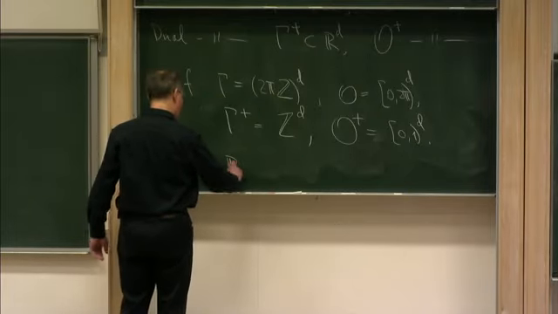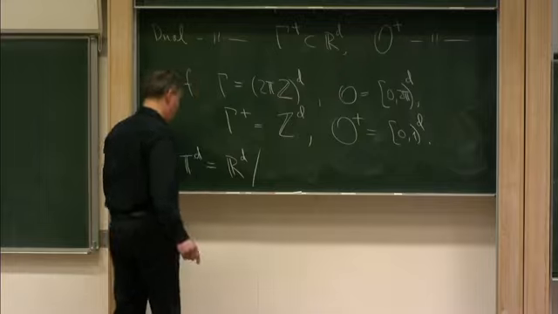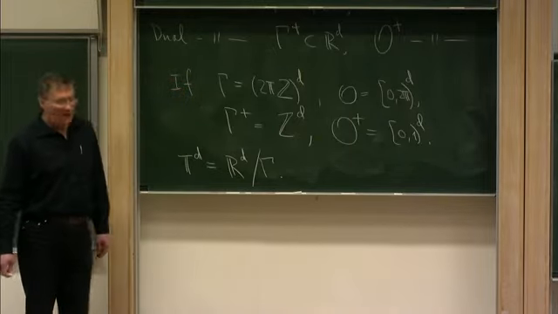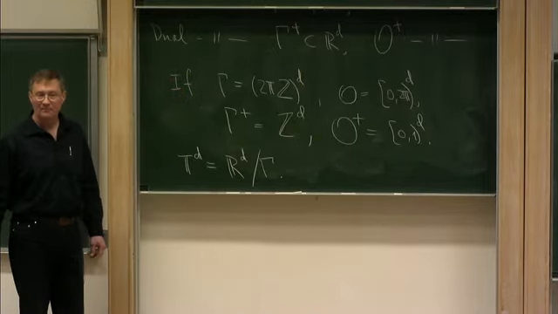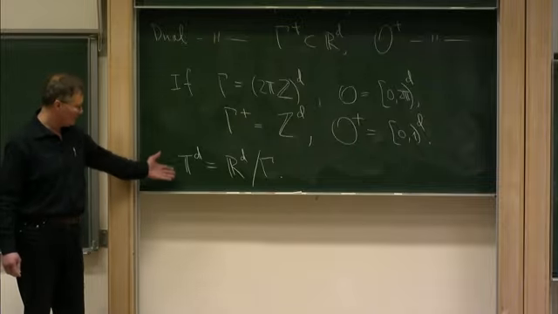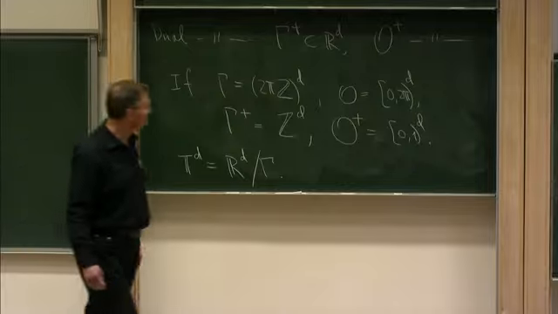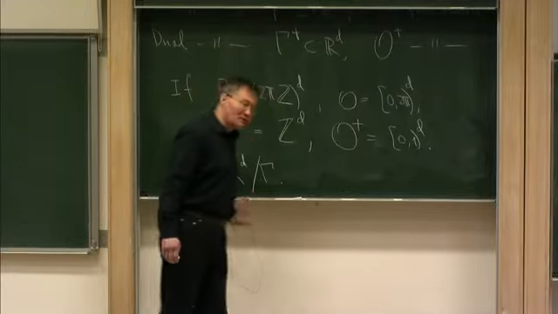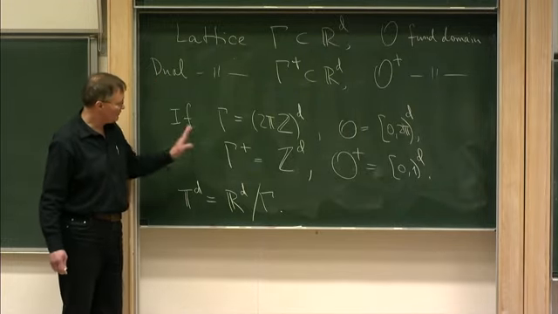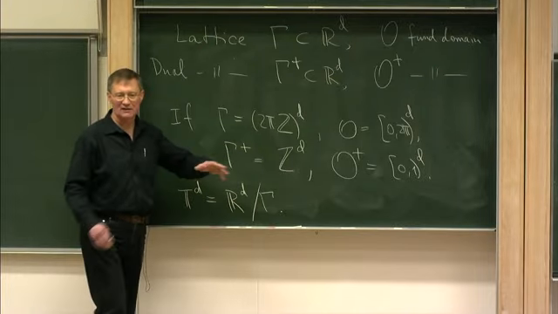It is the quotient of the entire Euclidean space. So that's the torus, the notation. As a rule, it will be sufficient for us to assume that gamma is a cubic lattice.